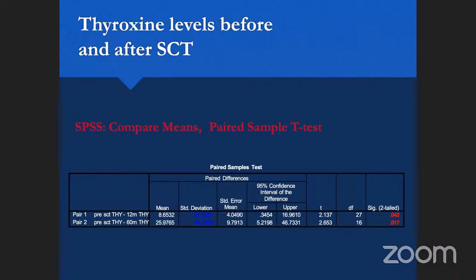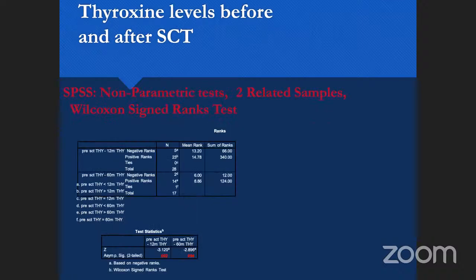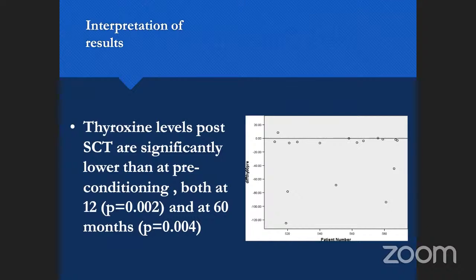So another common program for analyzing research data is SPSS. It can compare the mean and do the paired sample test in a similar way to the R program. Also, SPSS can conduct non-parametric tests with two related samples, such as the Wilcoxon signed rank test, which is a method for analyzing paired data.